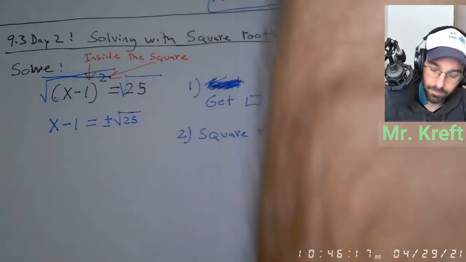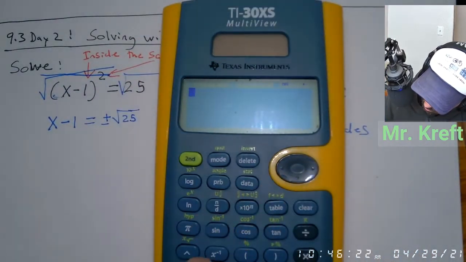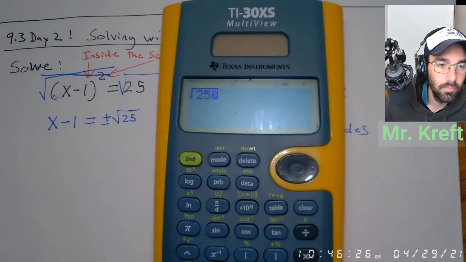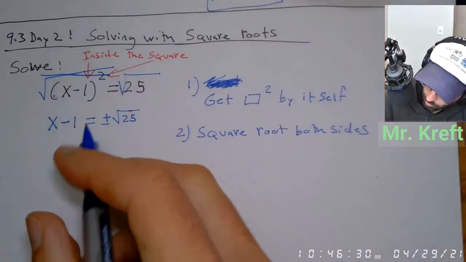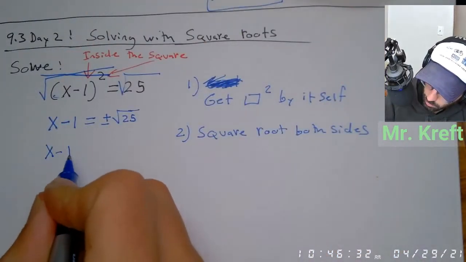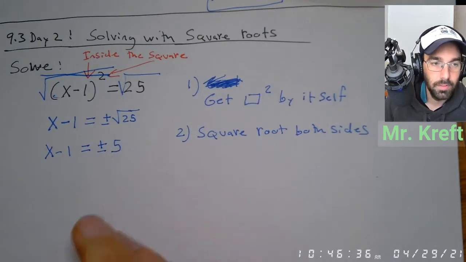So I'm going to grab my calculator, and I'm going to say, oh, okay, what's the square root of 25? So I have the square root of 25 equals 5. So I'm going to have x minus 1 equals plus or minus 5.